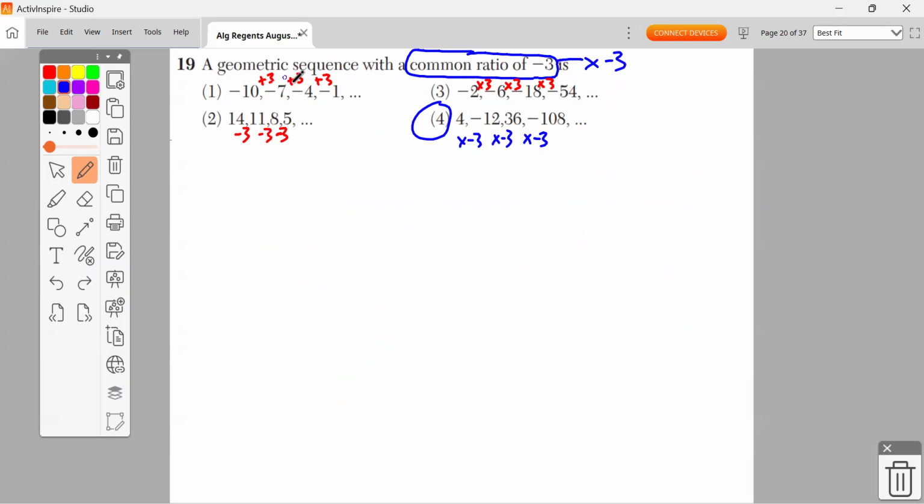So figure out this one is adding by 3, so that's not it. That would be arithmetic. This one is subtracting by 3. That would be arithmetic. This one's multiplying by +3, where this one's multiplying by -3.